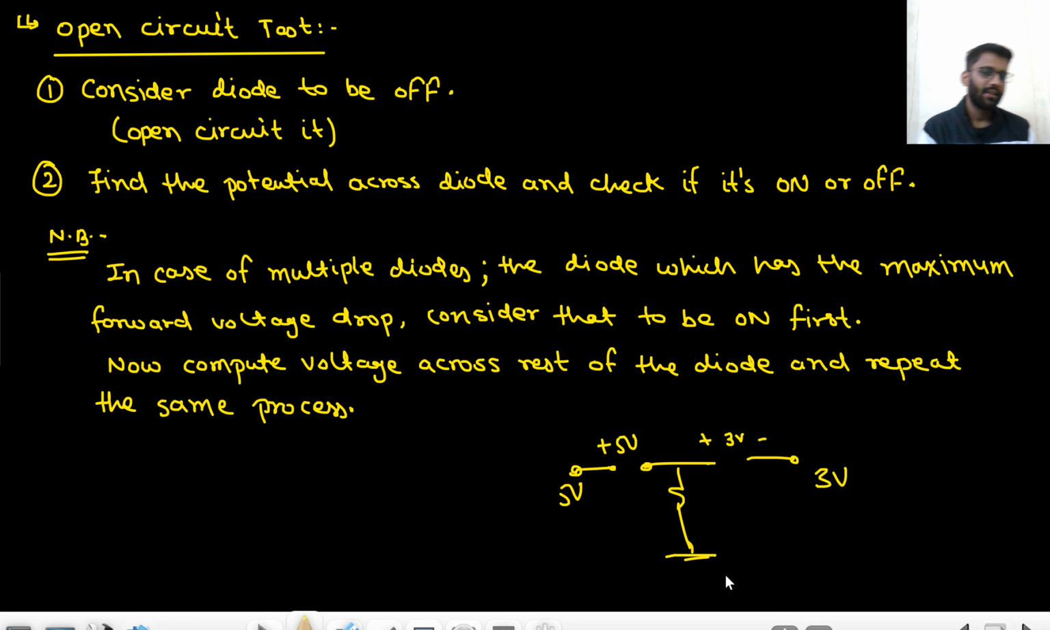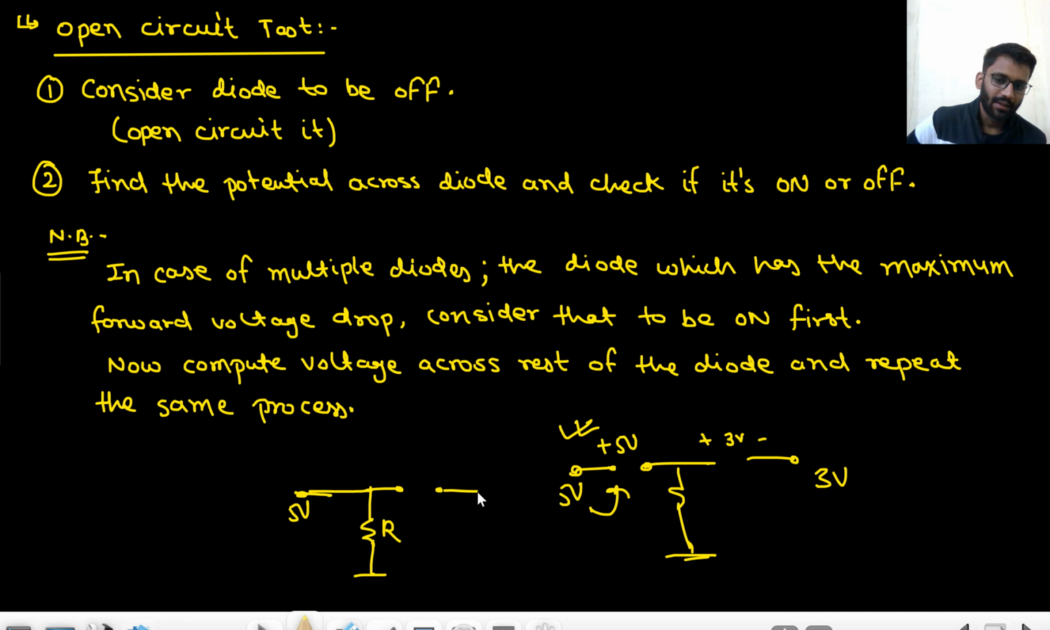So the concept, in case of multiple diodes, is that the diode which has the maximum forward voltage drop will be turned on first. Now this diode is turned on, so that means this will be replaced with short circuit. This remains open circuited only. Oh, sorry, this potential was 3 volt in this direction actually. Now this is open circuit, this is short circuited only, and I have to consider the diode like this.